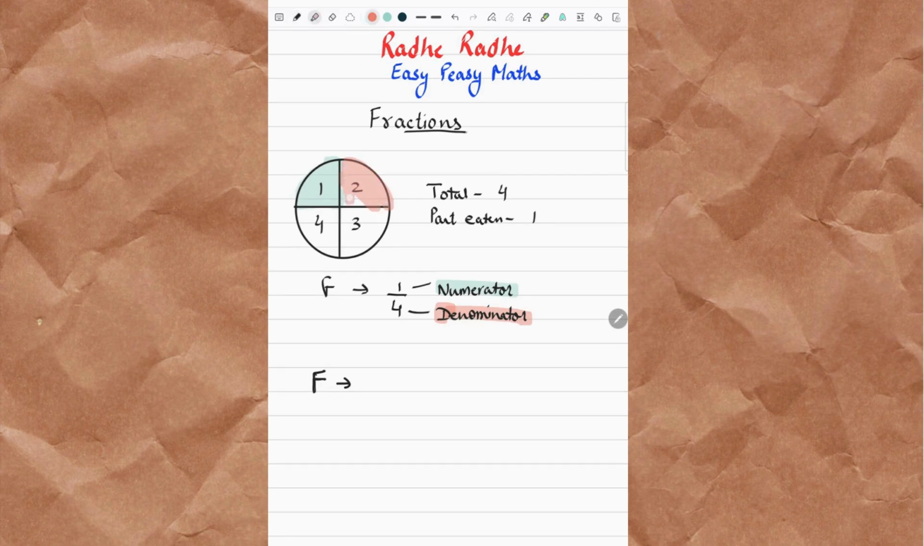So, if you have eaten the second part of this pizza, it means you have two pieces, right? The fraction will be 2 by 4. 2 is the numerator and 4 is the denominator. So numerator is the part we have, okay? Here we have two parts, right? And denominator is the total part. The total parts is equal to 4 now. So the fraction is 2 by 4, right? We can write this in a shorter form also. We will understand this in the next video, right?